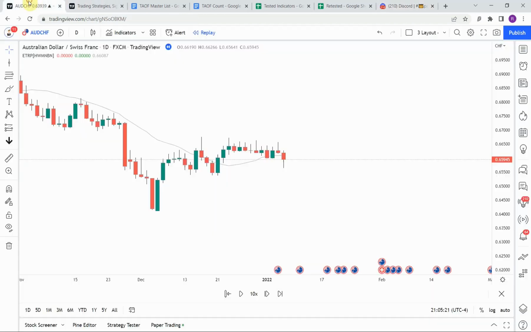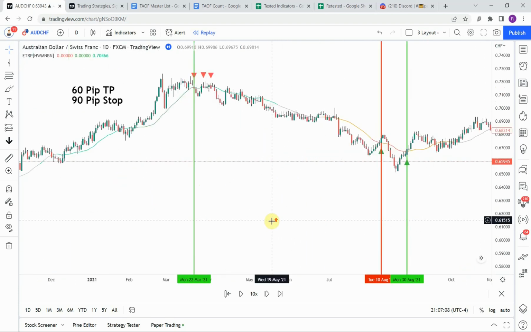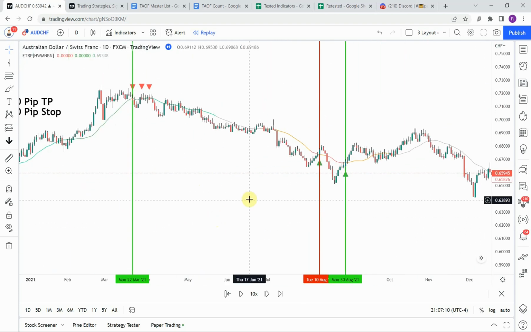All right, so back to our indicator here. We had the 3 trades within the 1 year's time, and we have 2 of them that were winners. And so that is going to meet the 60% criteria that we were looking for.